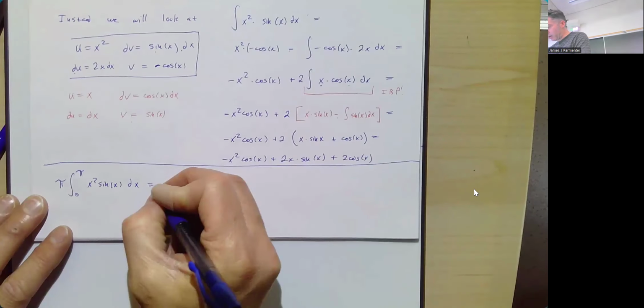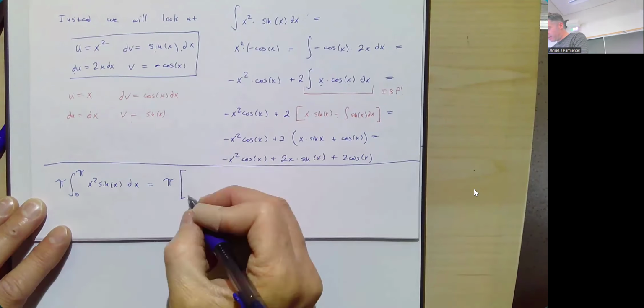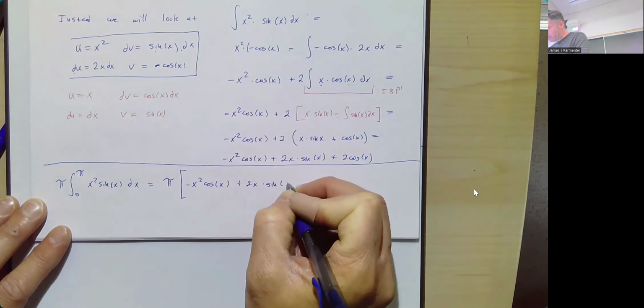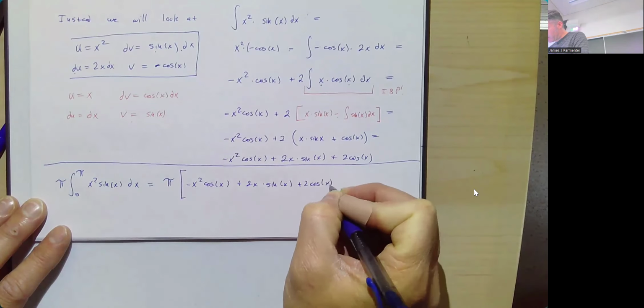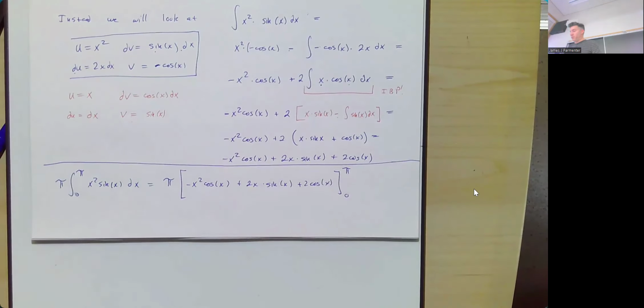So I'm going to get the constant pi times the antiderivative of x squared sine of x, which is negative x squared cosine of x plus 2x times sine of x plus 2 cosine of x, evaluated from 0 to pi. And then we plug in like we usually would for a definite integral. I'll remind everybody that sine of 0 is 0, cosine of 0 is 1, sine of pi is 0, cosine of pi is negative 1. Right? 0 over here where cosine is 1 and sine is 0, pi over here where cosine is negative 1 and sine is 0.